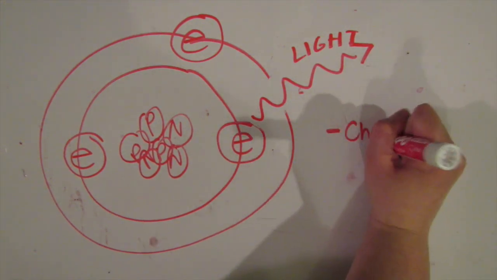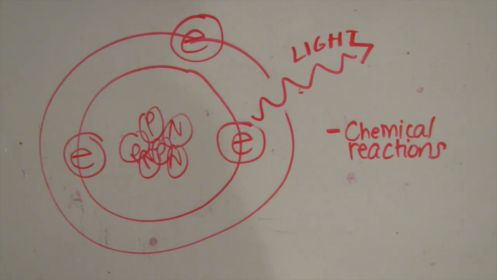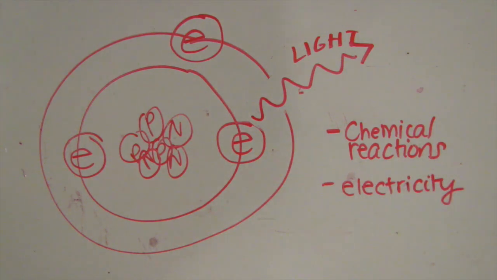Sometimes electrons get excited because of chemical reactions, like when you crack open a glow stick or you light a candle. And sometimes electrons get excited because of electricity, just like when you turn the lights on in your home.